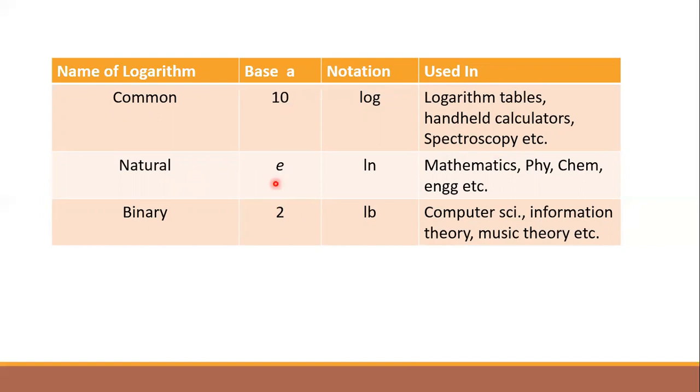The second one is natural log. Its base is e, whose value is 2.718 and so on. It is denoted by ln, and it is used in mathematics, physics, chemistry, engineering, and many other fields. The third one is binary log. Its base is 2. It is denoted by lb. It is used in computer science, information theory, musical theory, etc.